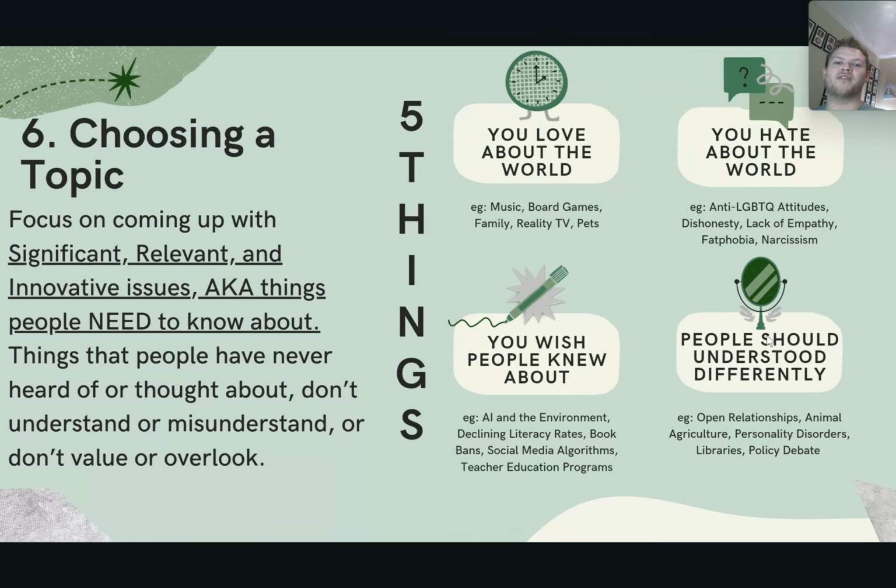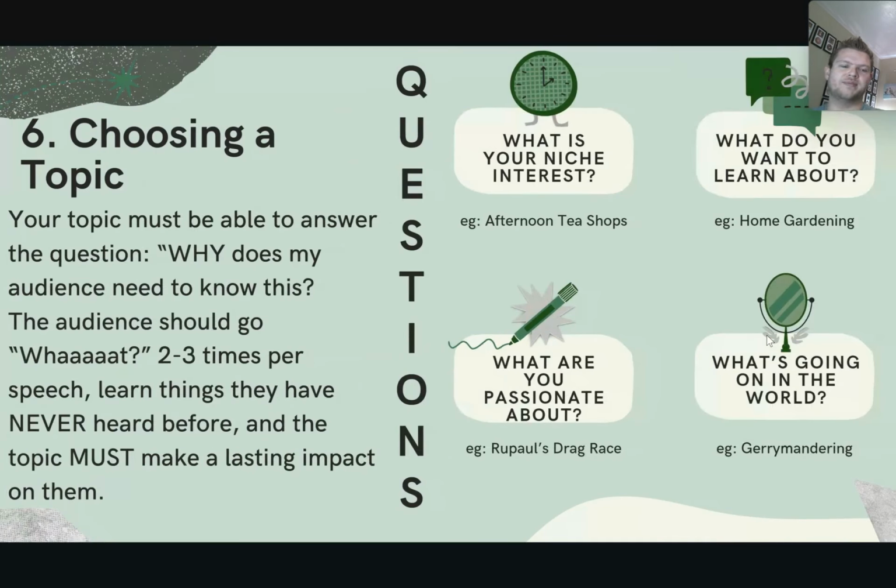So if you can come up with 5 things in each of those 4 categories, then that gives you 20 starting places for topics. And sometimes you'll find that there's a lot of crossover so that you could combine things together, and then that would tell you, wow, this is something I'm really passionate about, so I should definitely do my speech on that. You can look for some examples that I've put underneath those things.